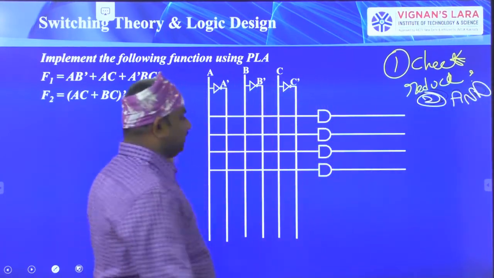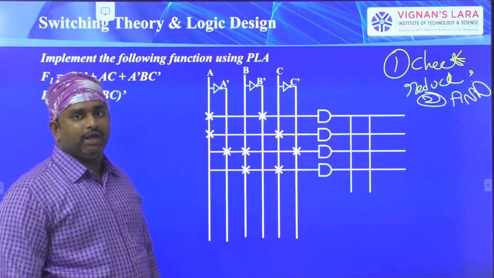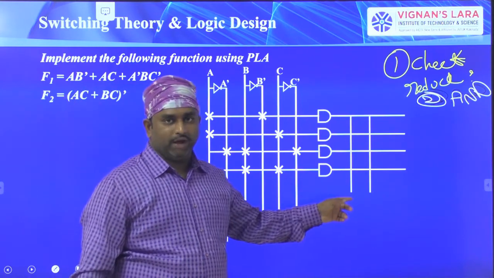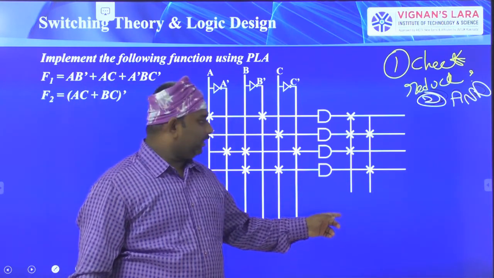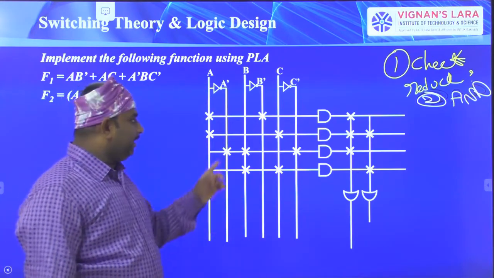Right? So I said that 4 AND gates are required. These are the 4 AND gates I have placed. And how many OR gates are required? So I required 2 OR gates. For that I have drawn 2 OR gate lines and represented them with 2 OR gates. Now I am making the connections.